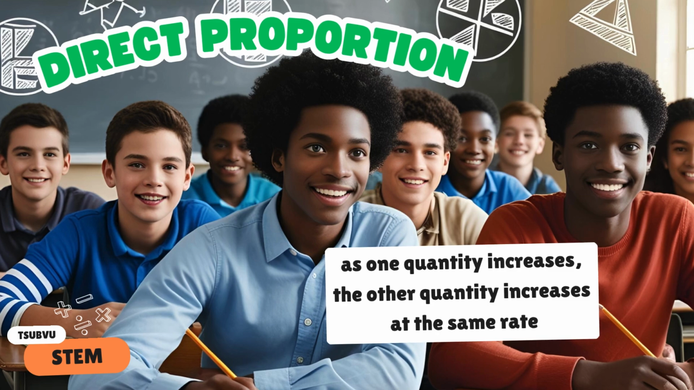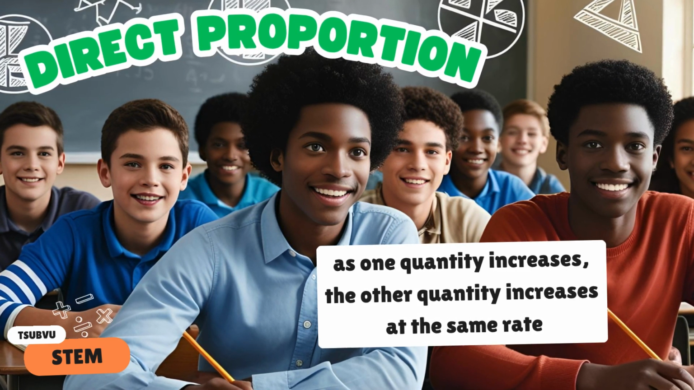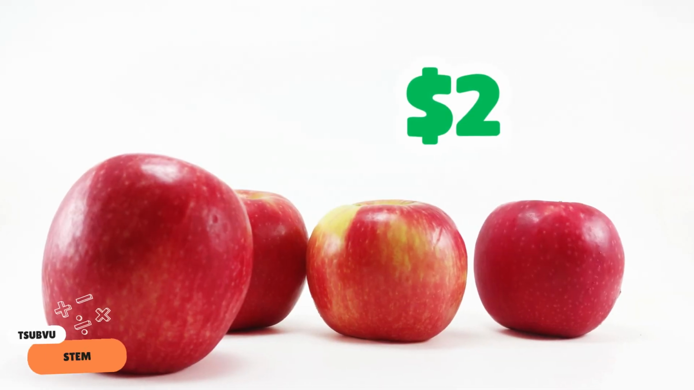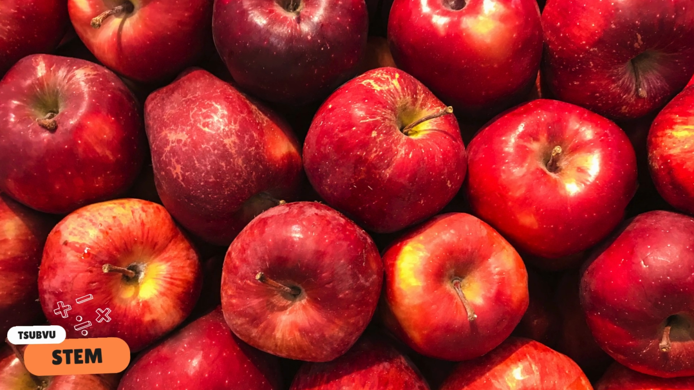3. Direct proportion. Direct proportion means that as one quantity increases, the other quantity increases at the same rate. For example, if 2 apples cost $1, then 4 apples cost $2. The cost increases directly with the number of apples.